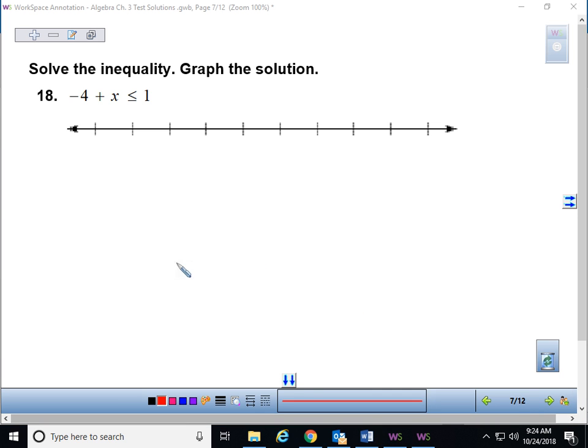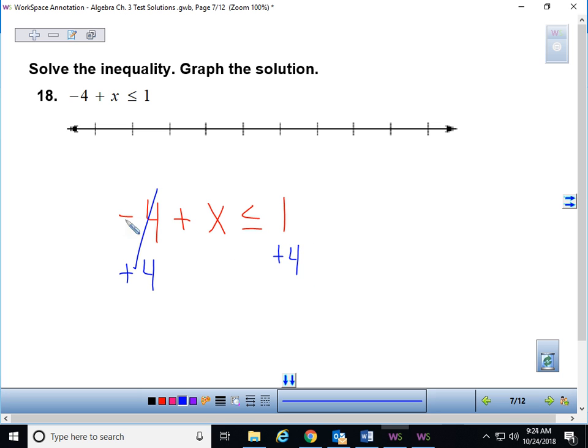Okay, 18, solve the inequality and graph the solution. So I'm actually going to rewrite my problem below my number line. That's where I have space. Negative 4 plus x less than or equal to 1. To solve my inequality, I'm getting my variable by itself, so I have to move minus 4 to undo subtraction as addition. So I'm going to add 4 to both sides. That gives me x less than or equal to 1 plus 4 is 5. Again, no multiplying or dividing happened of negative numbers, so I can leave the inequality symbol the same.